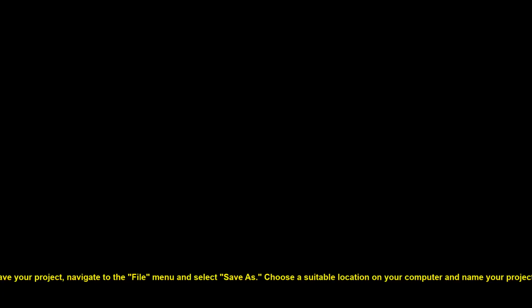To save your project, navigate to the File menu and select Save As. Choose a suitable location on your computer and name your project. Click Save to store your crawl data for future reference. With these steps, you are now logged in and ready to use Screaming Frog for your technical SEO strategy.